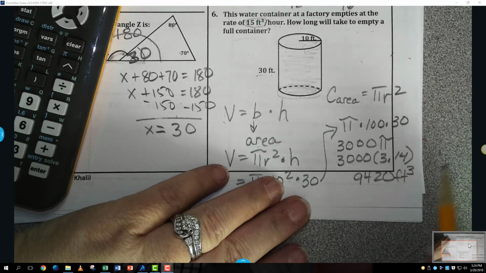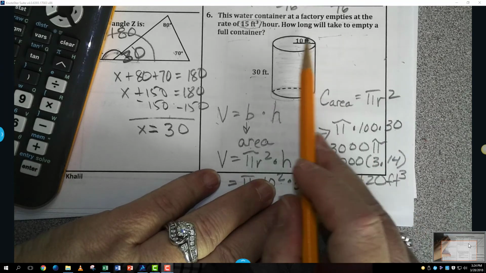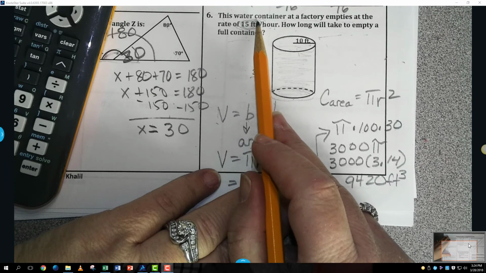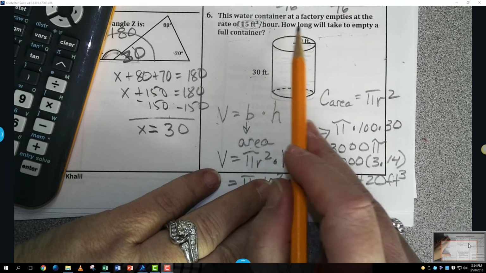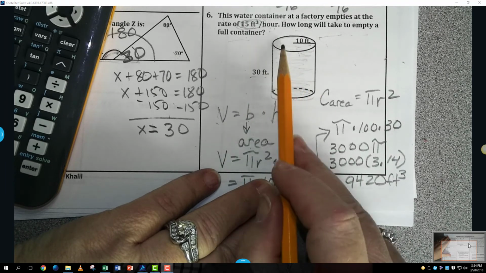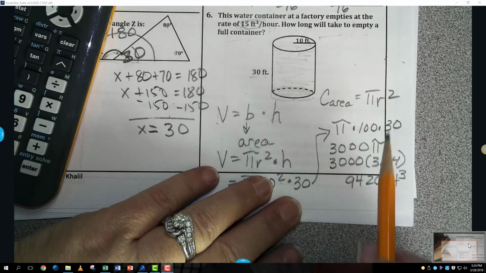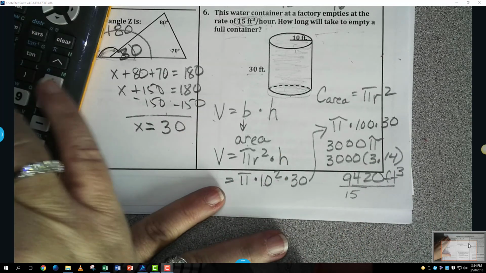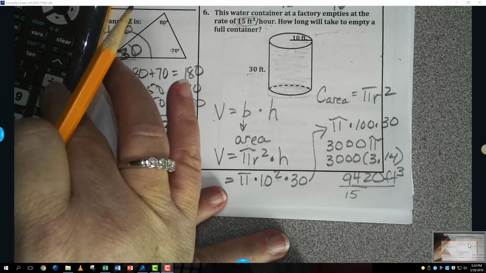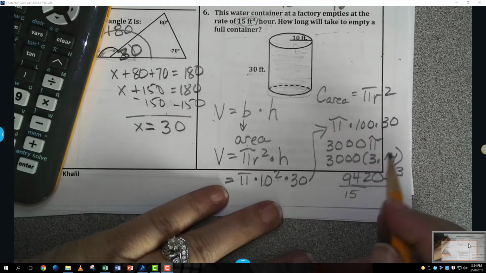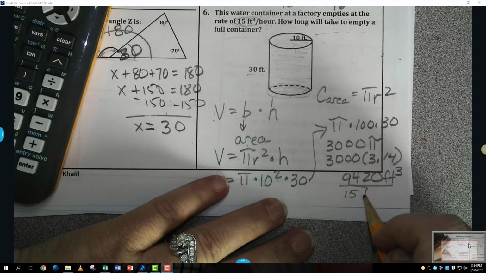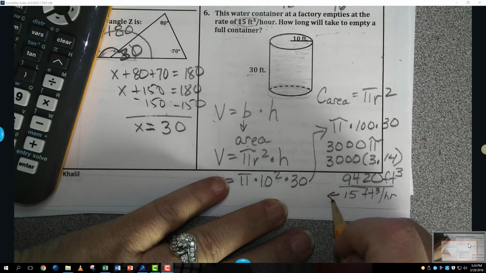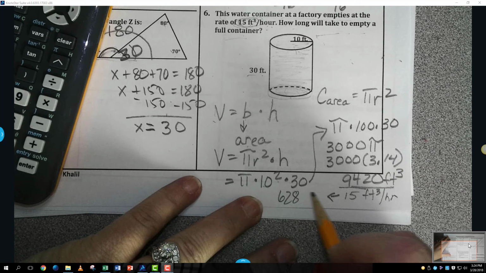feet cubed. So then to figure out how long, if it's emptying out at 15 feet cubed per hour, and I want to figure out how long it's going to take to empty the whole thing, I would then divide this by 15. So 9,420 divided by 15 is approximately 628 hours.